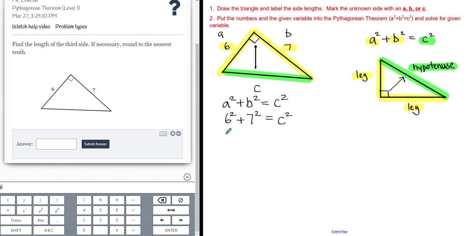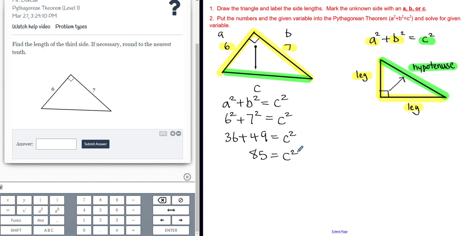So 6 squared is 6 times 6, which is 36. 7 squared is 7 times 7, which is 49. And that should again be equal to c squared. Now we're going to have to add these together. Again, with any of these add, subtract, multiply, or divide, if you're having calculation issues, use the calculator. So 36 and 49 is 85, is equal to c squared.